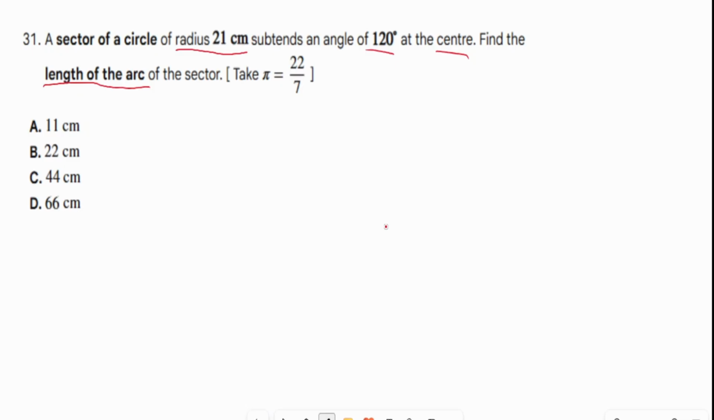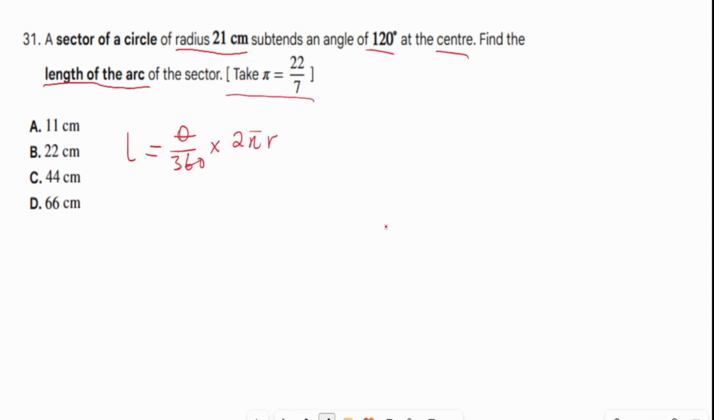And as usual, let's not forget this very important information. We'll start right with what we're looking for, the length of the arc. So arc length. I'm going to use L for arc length. So if L is for arc length, the formula is theta over 360 times the circumference of the circle, which is 2 pi r.